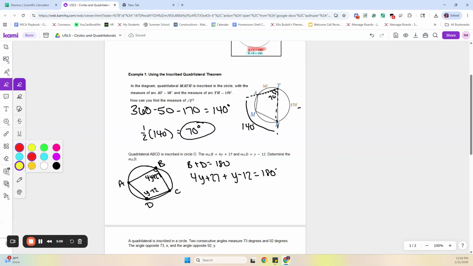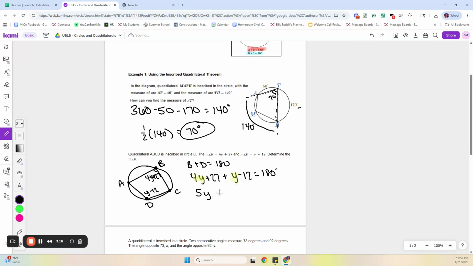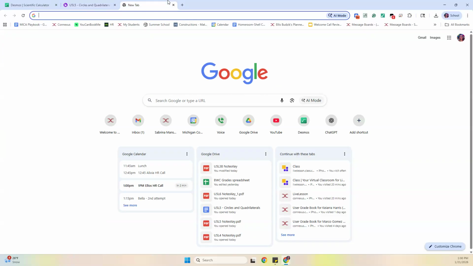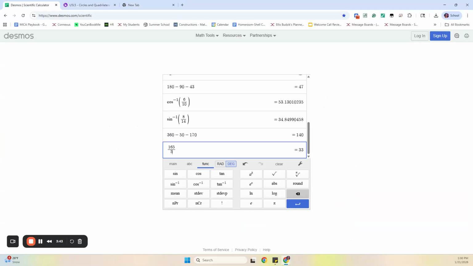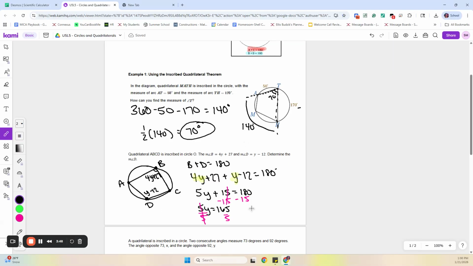Combine my like terms. So I got 4y and a y right here. So that's going to be 5y. And then 27 minus 12 is going to be 15 equals 180. From there, we can subtract 15. I get 5y equals 165. And then divide by 5. So 165 divided by 5 is going to be 33. So y equals 33.